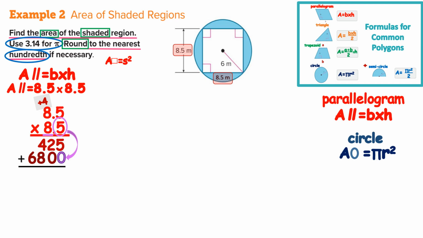I have my two products. I'm going to make sure they're stacked up neatly. I'm going to add going from the right to the left. And so I have 5 and 2. 8 plus 4 is 12. Carry that addition of 1. And then 6 plus 1 is 7.